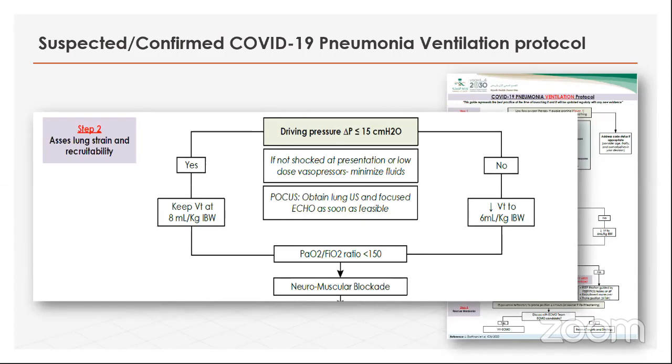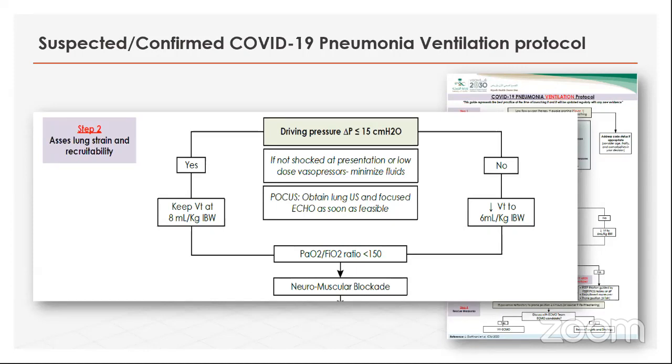We will use a neuromuscular blocker at this stage also. And then during this time, we can decide about our pressures and the volumes or fluids, and then do focused lung ultrasound and focused echo.